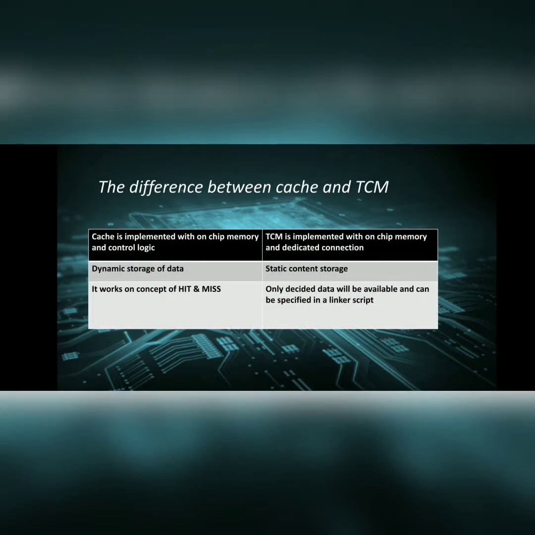The difference between cache and TCM. Cache is implemented with on-chip memory and control logic, and TCM is implemented with on-chip memory and dedicated connection. In cache, dynamic storage of data. In TCM, static content storage. In cache, it works on the concept of hit and miss. In TCM, only decided data will be available, which can be specified in a linker script.